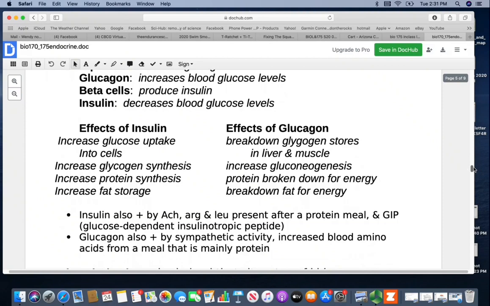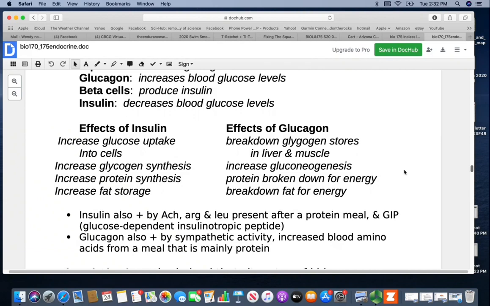What will happen with insulin is it's going to increase the intake of glucose into cells. That's how it lowers it in the bloodstream, because it puts it in the cells. It's going to increase glycogen synthesis, it increases protein synthesis, and it increases fat storage. So insulin is going to be produced when the blood sugar is increased. What it's saying to the body is, we've got nutrients here.